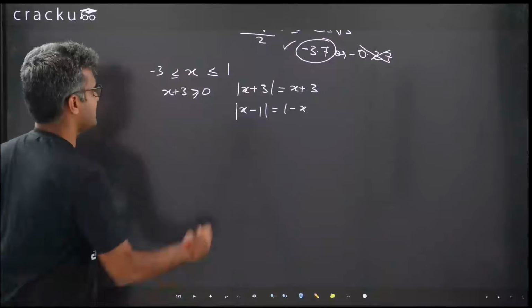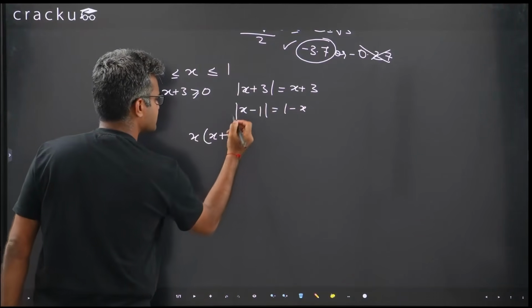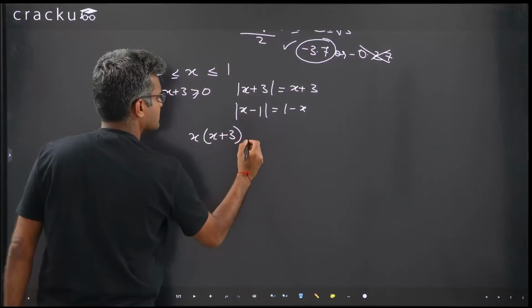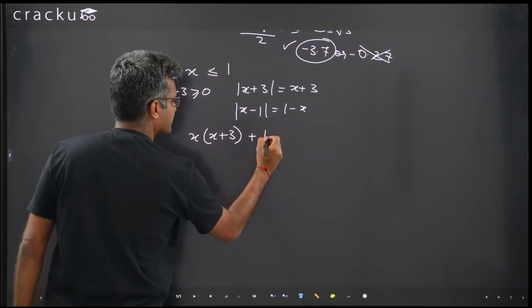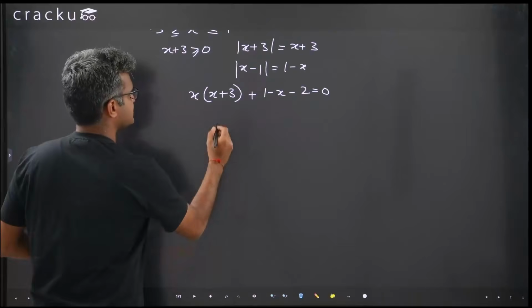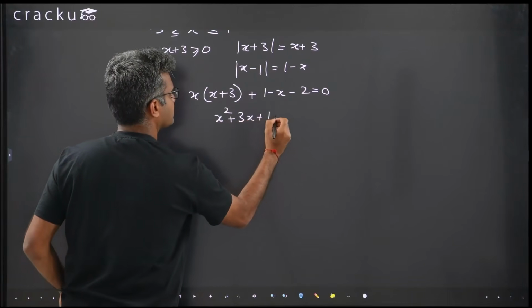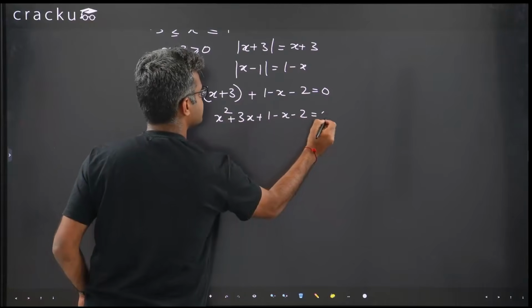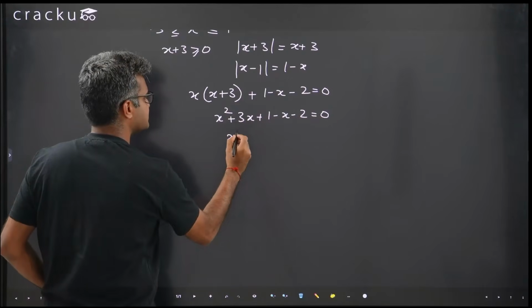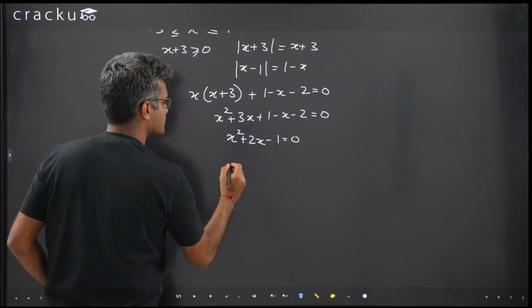So that will be x into x plus 3 plus 1 minus x minus 2 is equal to 0. This is x square plus 3x plus 1 minus x minus 2 is equal to 0. This is x square plus 2x minus 1 is equal to 0.